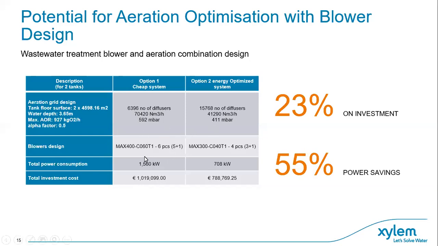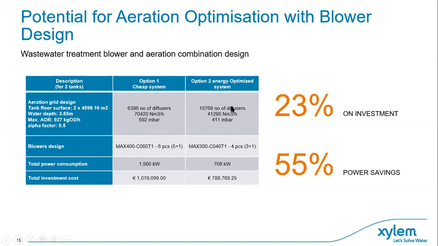So in this first case, we had to have 400 horsepower, actually, a total of 1,560 kilowatts. Quite many blowers, 6 pieces in total. It will cost around 1 million euros for that.